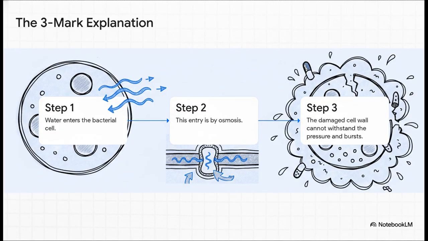Point 1, you state that water rushes into the cell. Point 2, you've got to name the process. It's osmosis. And point 3 is the clincher. You explain that because the cell wall is weakened, it can't handle the pressure from all that incoming water, so, pop, it bursts. You need that full sequence to get the full 3 marks.